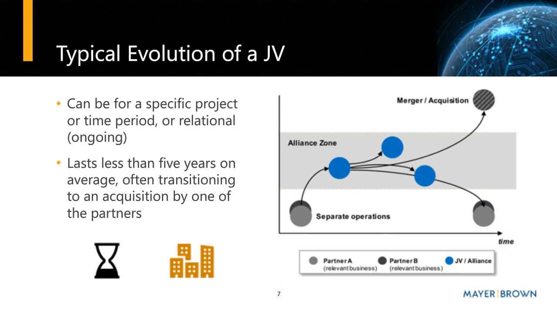Typically, a JV is formed for the purpose of production or research and is temporary, but it can also be for a relational or ongoing purpose. According to Bob Gray, a Mayer Brown corporate partner, JVs tend to last less than 5 years on average. Oftentimes, a JV transitions into an acquisition by one of the parties, as is illustrated by this graph, or a JV may be acquired by a competitor. Other possible exit strategies for a JV include dissolution and bankruptcy.